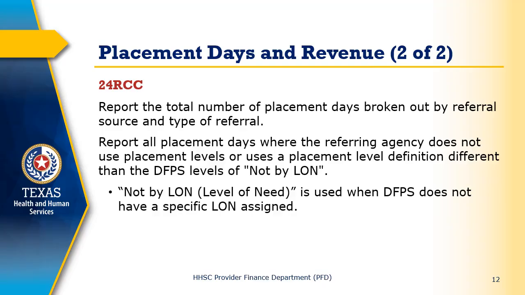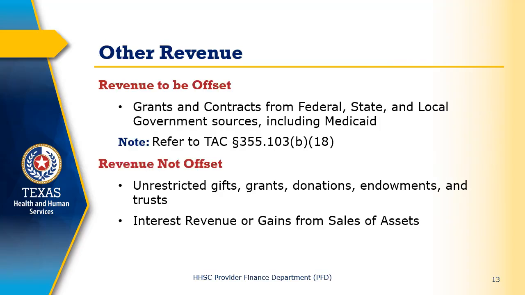Report the total number of placement days by referral source and type. Report placement days as not by LON when the referring agency does not use DFPS placement levels or defines them differently. LON, level of need, is used when DFPS does not have a specific LON, for example, basic, moderate, specialized, intense, and intense plus assigned. Add any additional sources of revenue not yet reported.